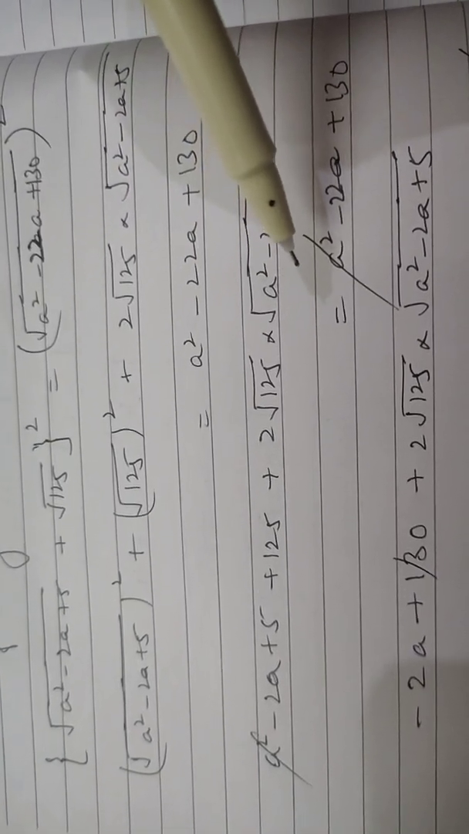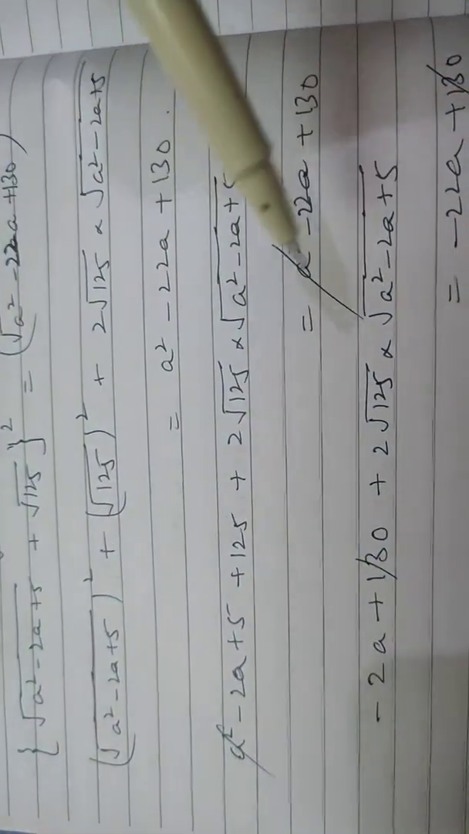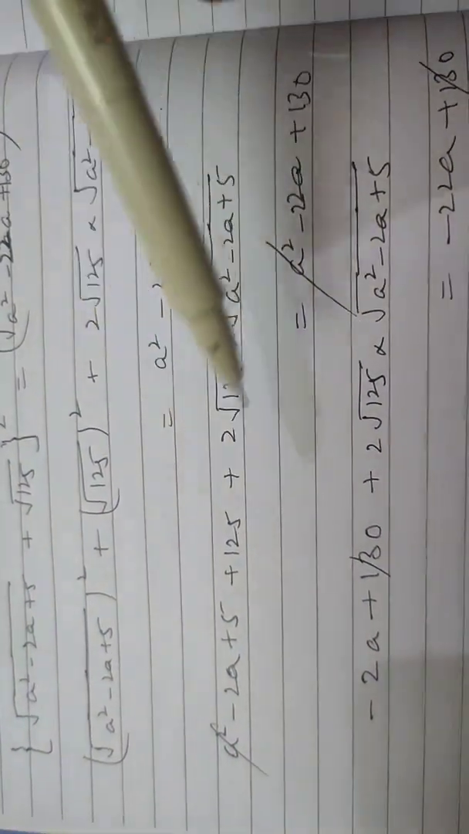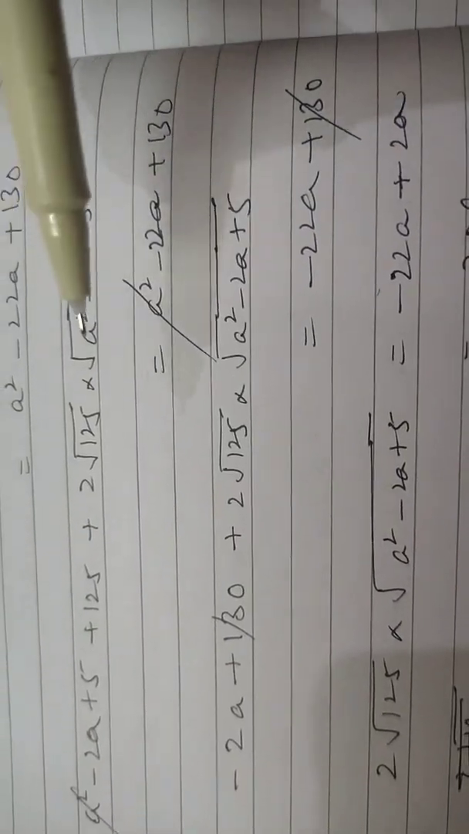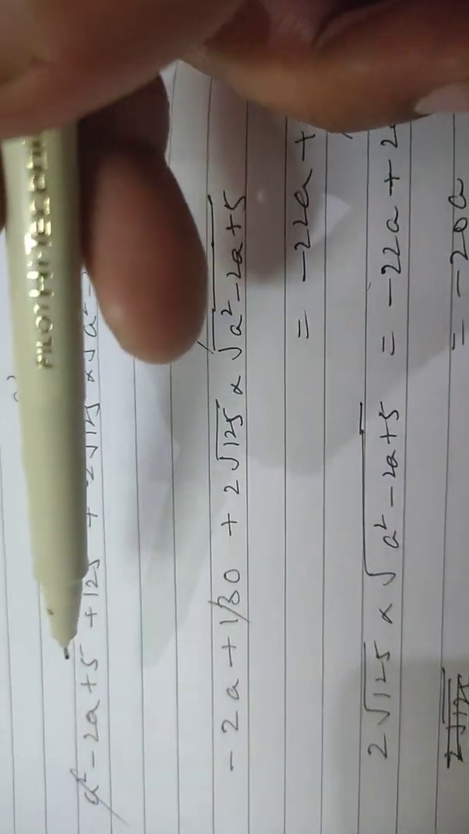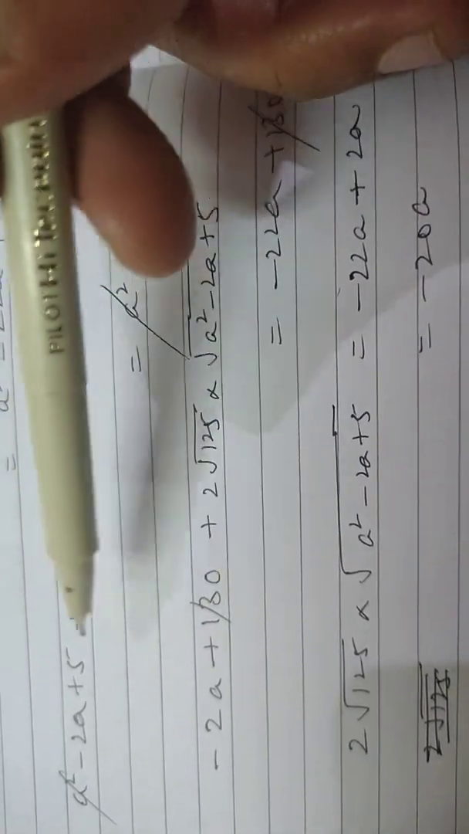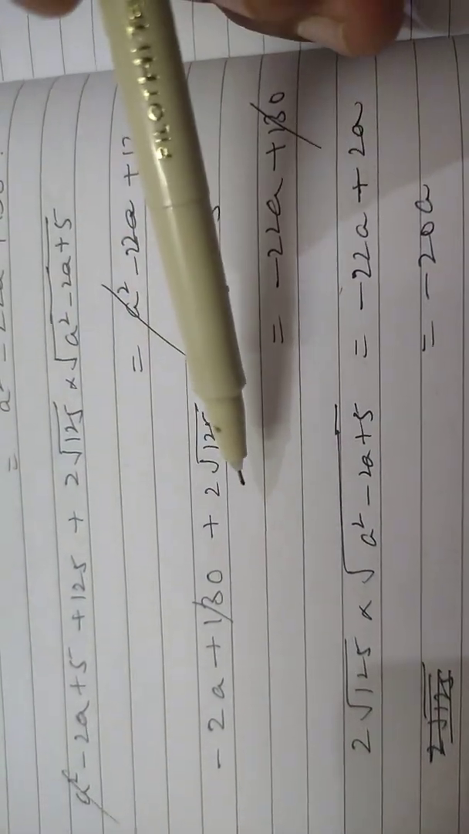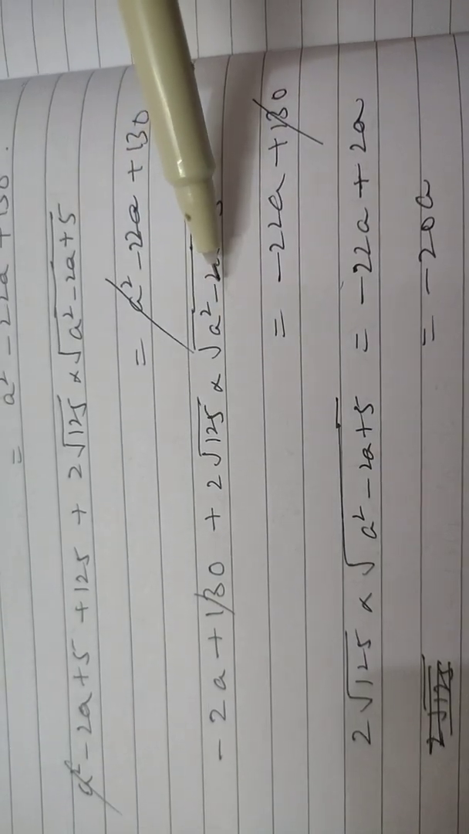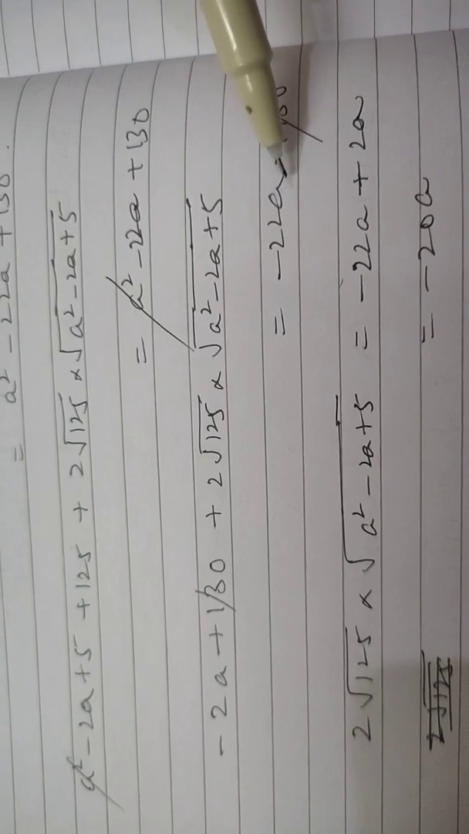Now if you bring this a square to the other side, this a square and this a square will result in 0. So that is why I have cancelled this a square with the other a square, because these are the same terms but on the opposite sides of the equal to sign. Next, as you can see, after cancellation of a square, it will be minus 2a, then plus 130. 5 plus 125 is 130, plus I have copied the same term, 2 into root 125 into root a square minus 2a plus 5, and on the other side it will be equal to minus 22a plus 130.